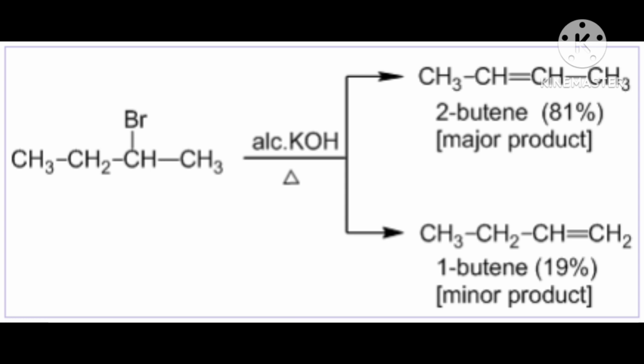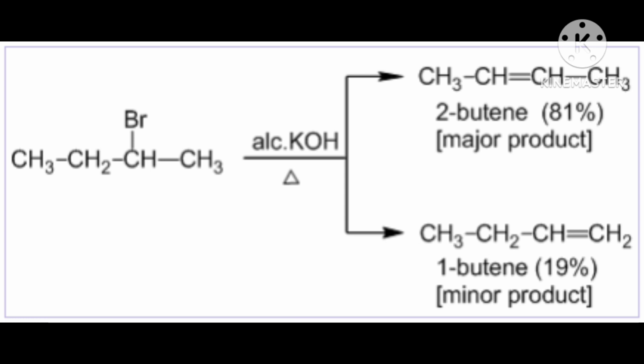The preferred product is that alkene which has the greater number of alkyl groups, means CH3, attached to the doubly bonded carbon atom. This is the condition. Which will be the preferred? Example I am telling you, 2-bromopentane gives pent-2-ene. It will give pent-2-ene as the major product.